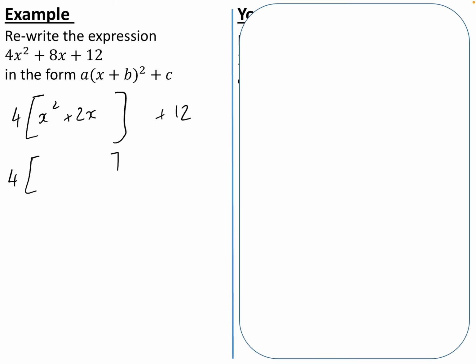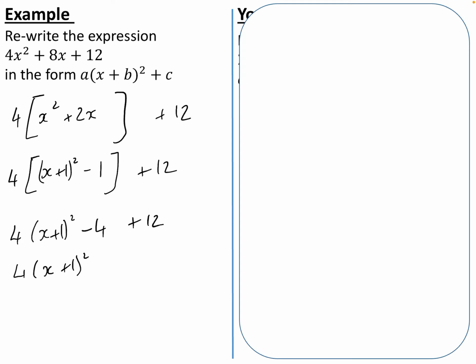Completing the square on what is inside the square brackets gives me x plus 1 squared, and then subtract that 1 squared, which is going to give me minus 1, and I've got plus 12 on the end. Expanding these brackets out, I get 4(x plus 1) squared, and then I need to do 4 times that negative 1, so it's negative 4, and I've got plus 12 on the end. Combining like terms gives me 4(x plus 1) squared plus 8.